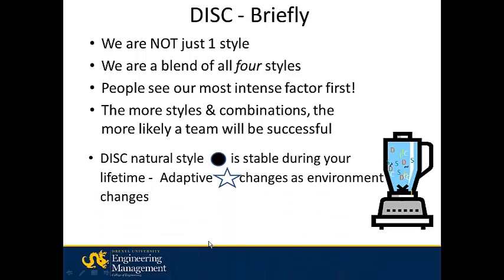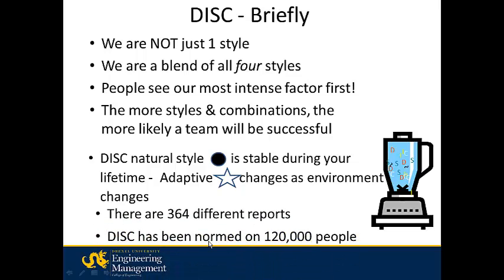On your report, you will see a natural style, which is the circle, and a star, which is your adapted style, which means this is how you work or how you adapt in the workplace. To let you know, there are 364 different reports, and to show the statistical validity, DISC has been normed recently on 120,000 people. The only assessment that has been normed at a higher level is the SATs.